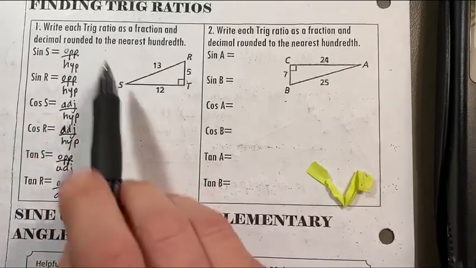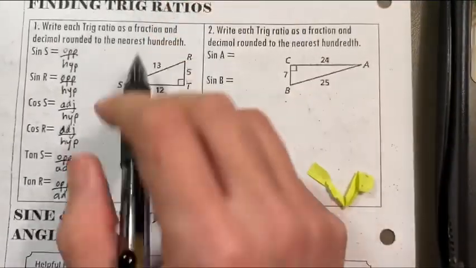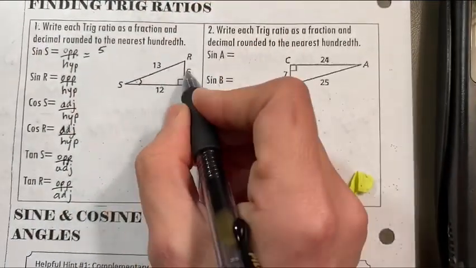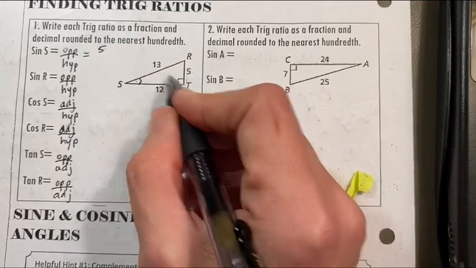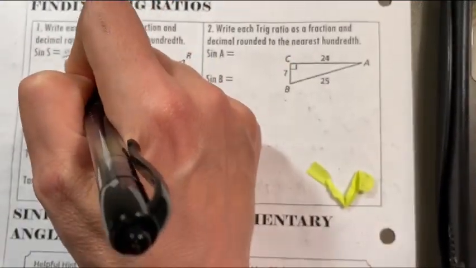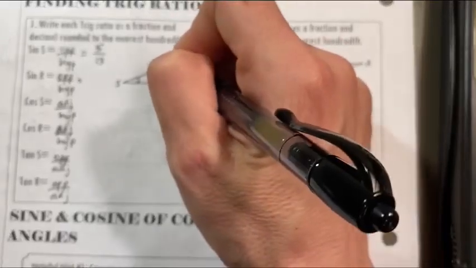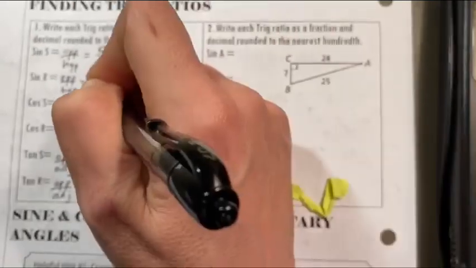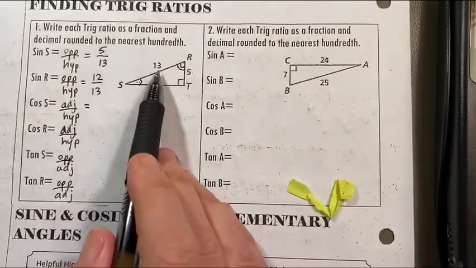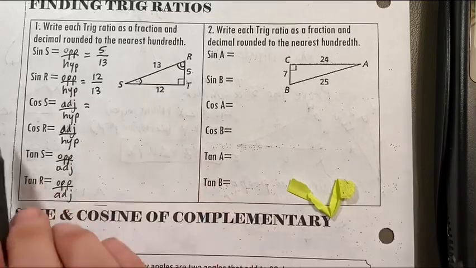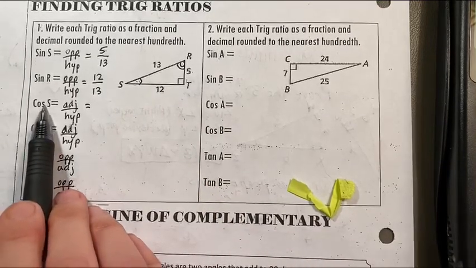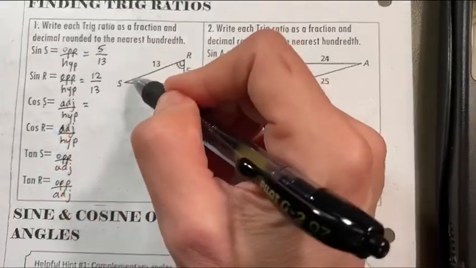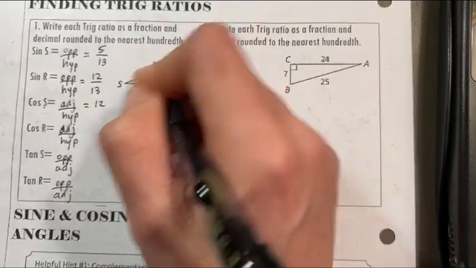So the sine of angle S, so if this was my angle S, the opposite is the number 5, the side opposite angle S, and the hypotenuse is still 13. The sine of R, so if this was my angle, a different angle, opposite R is the number 12, and the hypotenuse is still 13. Now, what would they do if they asked a different function, the cosine, that's adjacent over hypotenuse? So if I go back to angle S, adjacent is 12 and hypotenuse is 13.